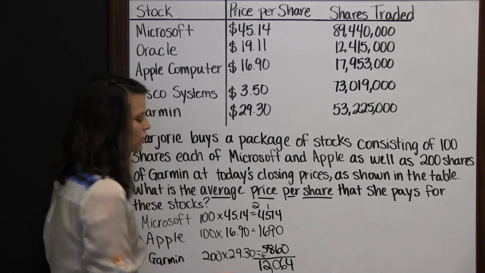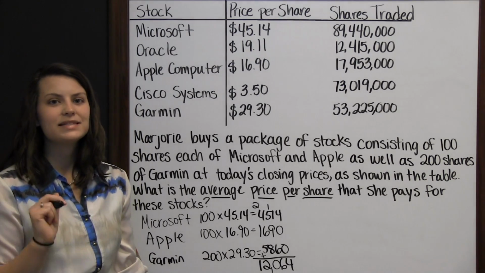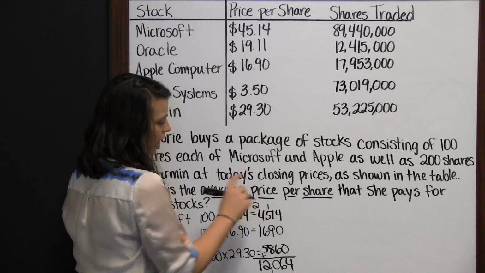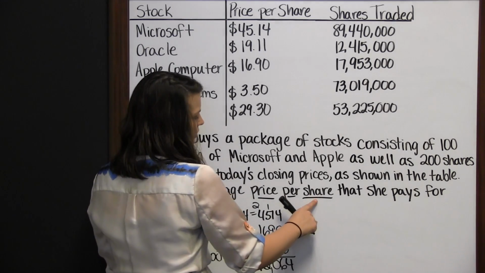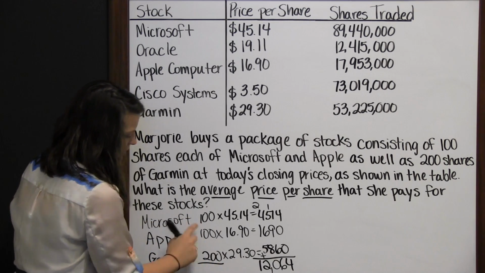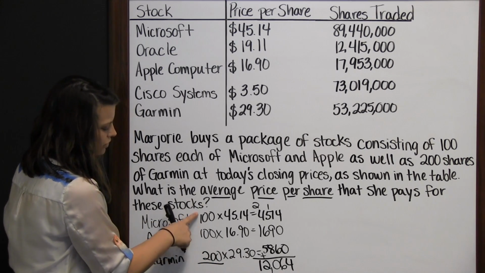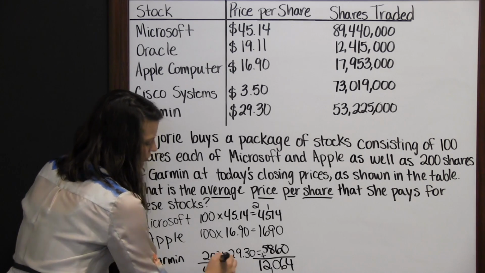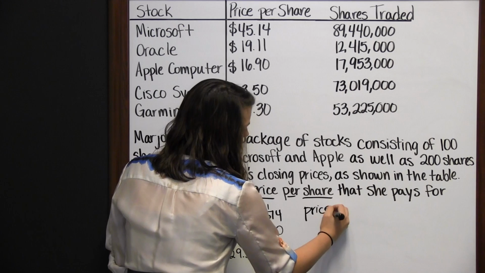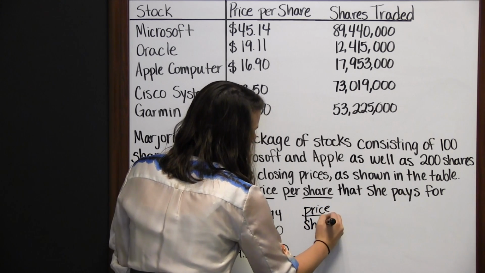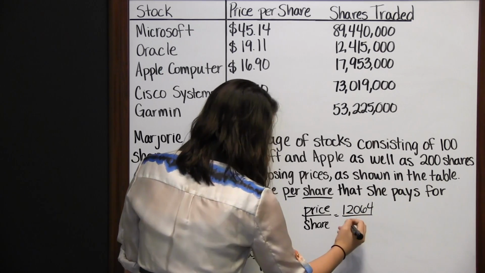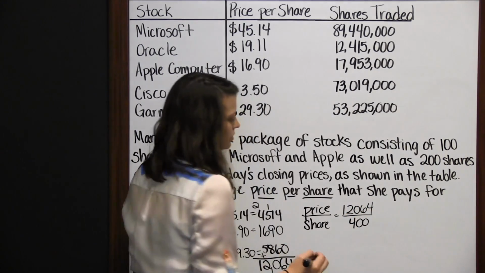So that means she spent a total of $12,064 on all of these stocks. That's our price. Now we need to find our shares. And that total can be found right here. Just add these up. 200 plus 100 plus 100. That's a total of 400 shares. So the average price per share would be $12,064 divided by 400 shares.